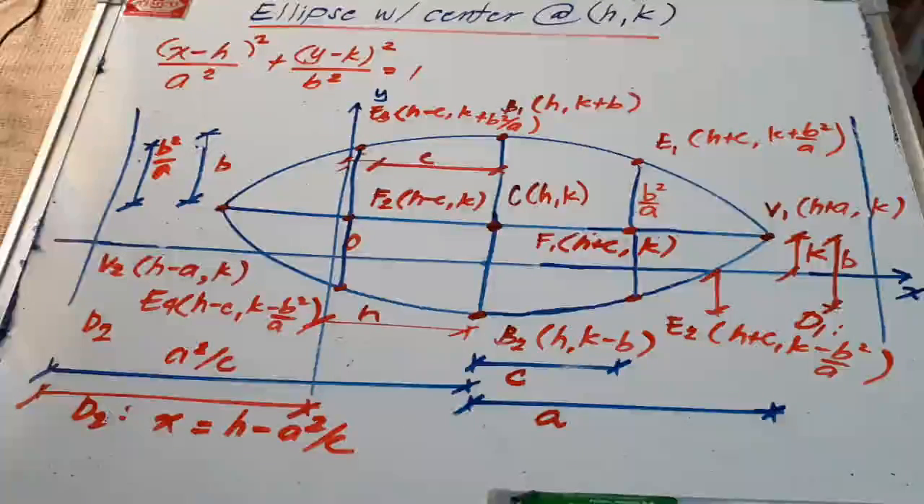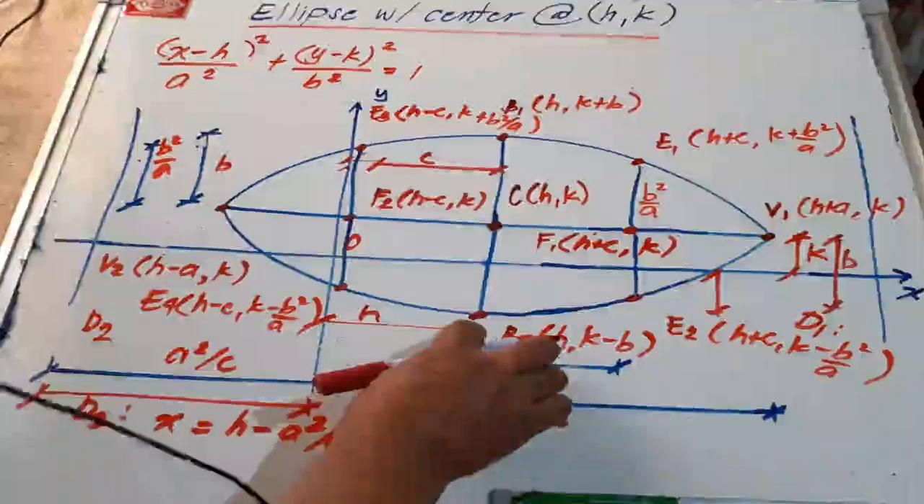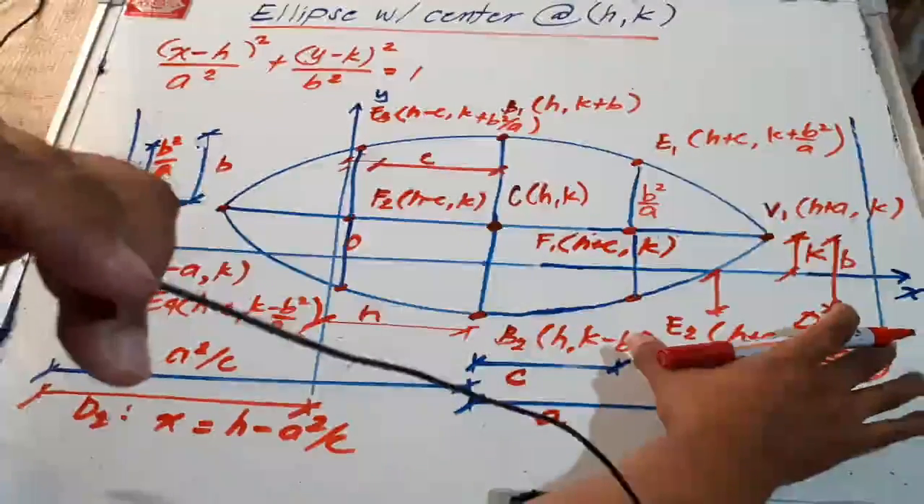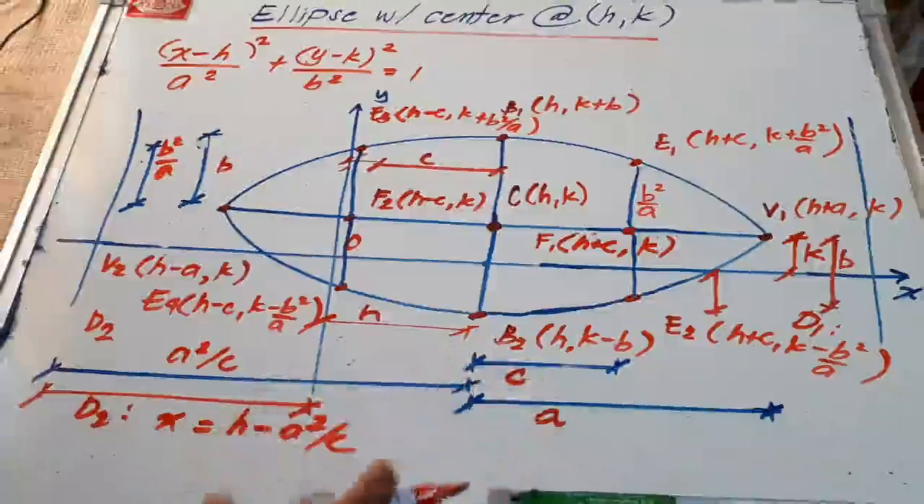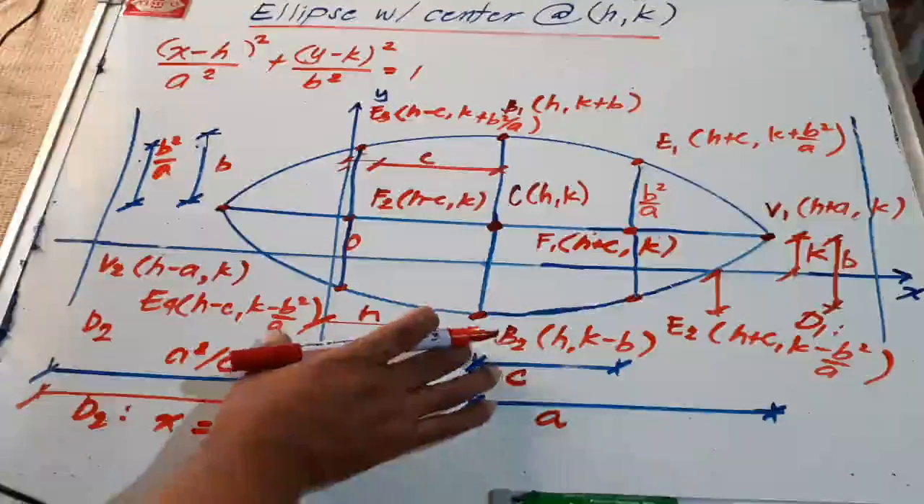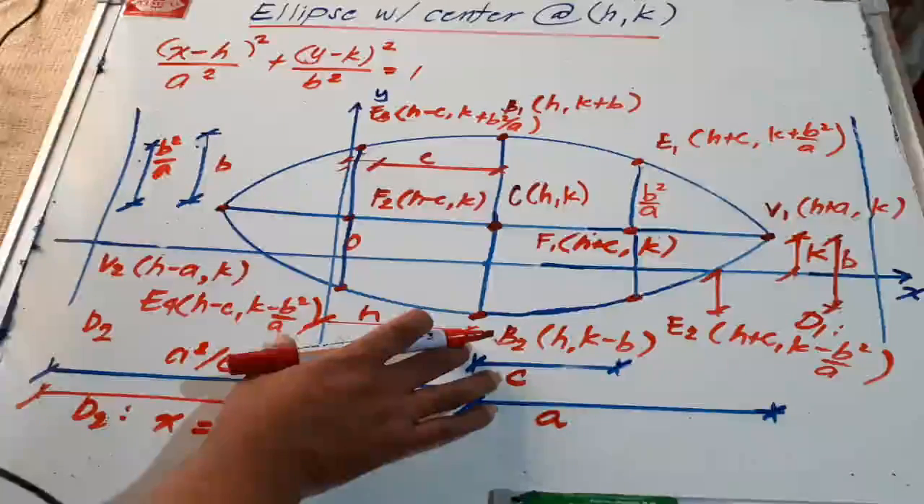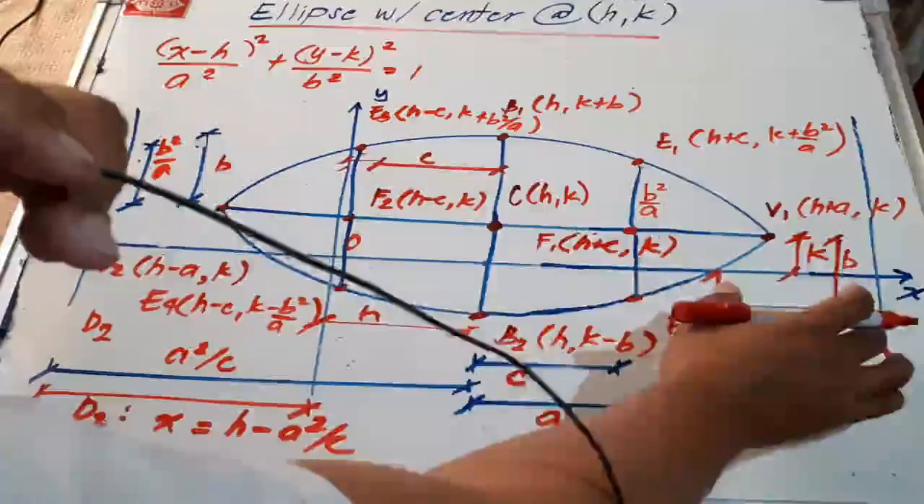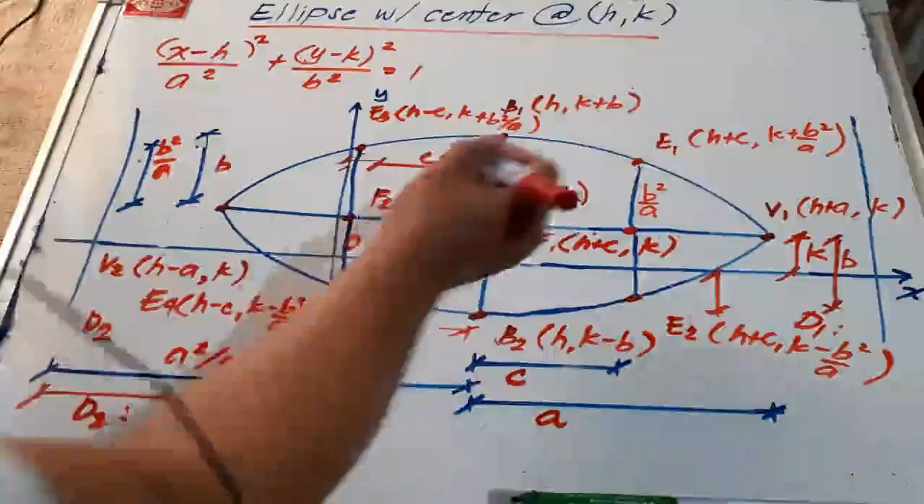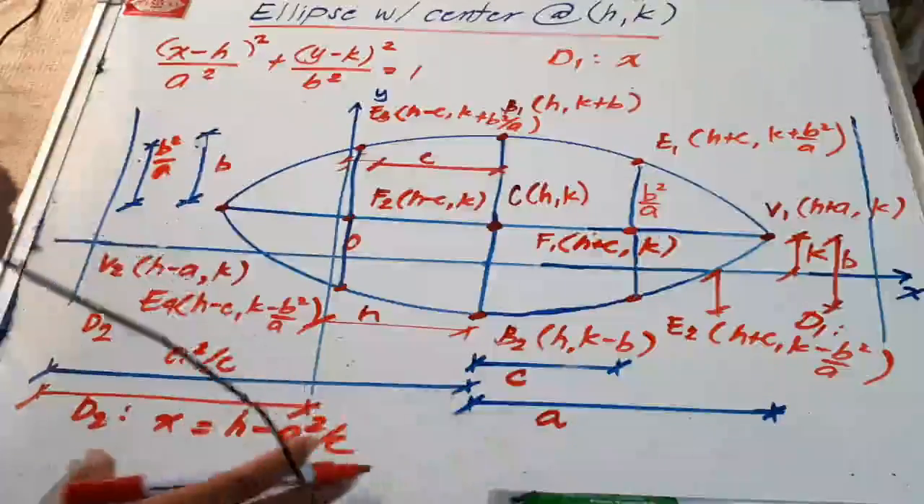And for the first directrix, ang layo kasi nito, center na to, from the directrix is a squared over c. So, we're just going to add the horizontal distance of the center of the ellipse from a squared over c to determine the equation of the directrix 1. So, for the directrix 1, you have that will be plus, H plus. The other one is x minus. H plus a squared over c. Okay?